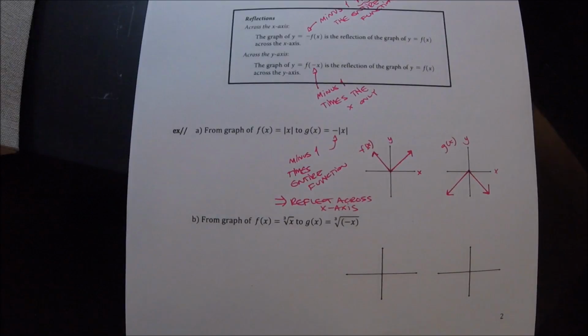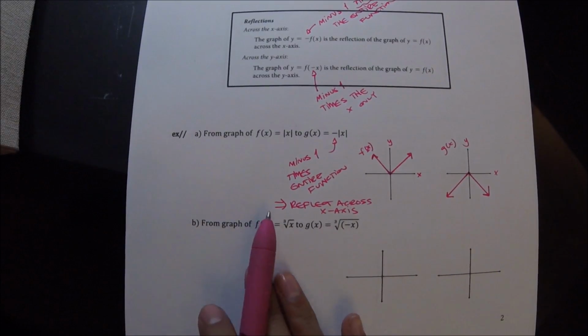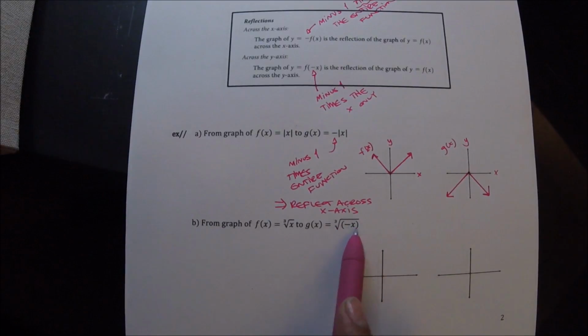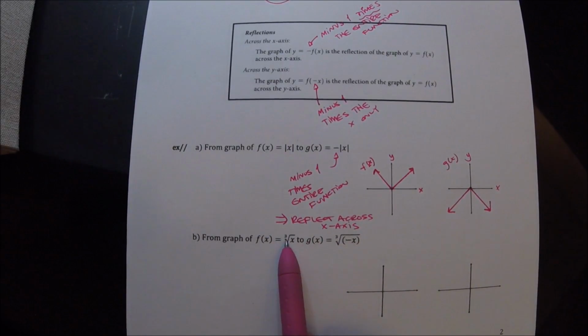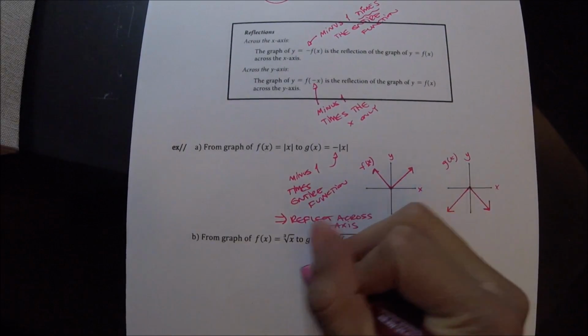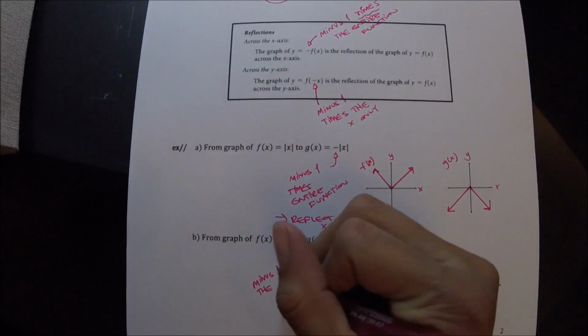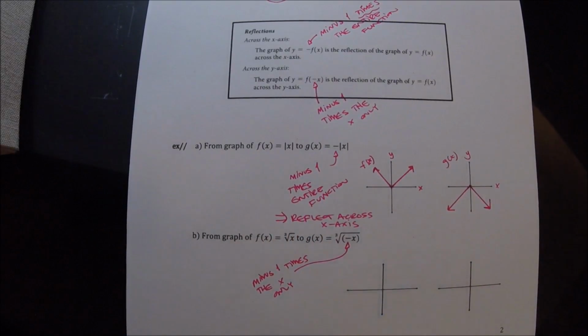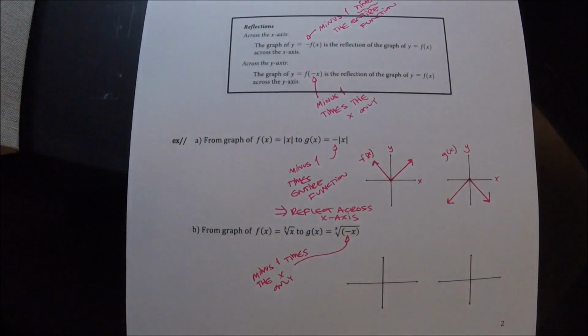And then let's compare that to part B. The original graph that we're going to start with, f of x, is the cube root of x, and then we want to go from that to g of x equals the cube root of negative x. So this time we don't have the -1 out in front times the entire original function, but we have a -1 times the x value. So this time we have -1 times the x only. And if you notice that happening, then you know you're going to have a reflection across the y-axis.